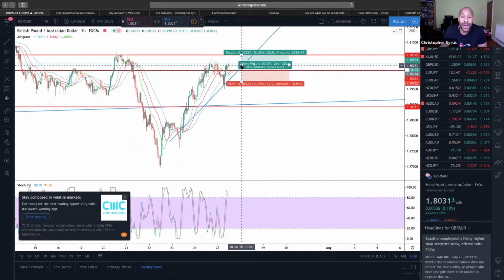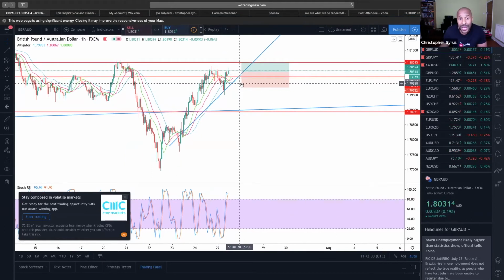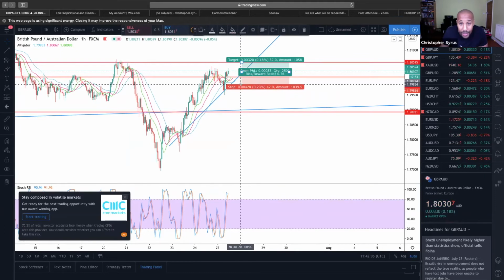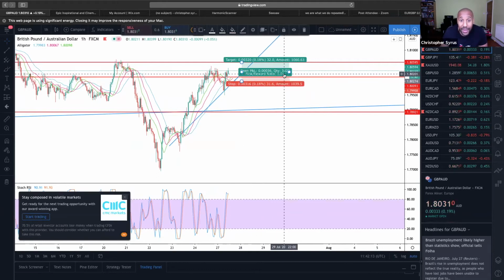But I've also got to understand that it could reverse and go down, and I've got to manage my losses. So if I'm only going to go 28 pips up, I only want to go 28 pips down. So what I'm looking for is a ratio of 1 to 1, which is about here.